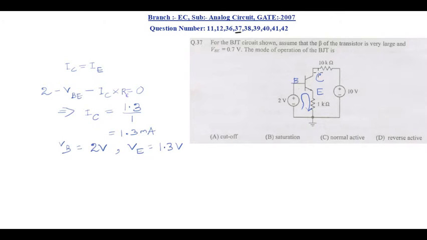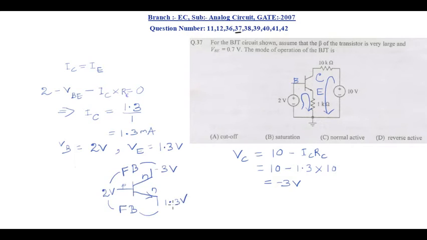We have to find out what is VC. So VC will be equal to 10 minus IC into RC, that is 10K. So we will get VC equal to 10 minus IC RC. So by putting this value, we will get minus 3 volt.